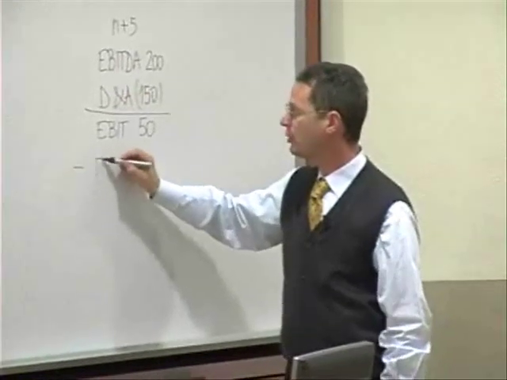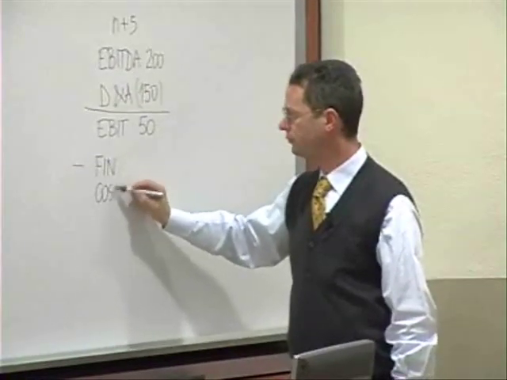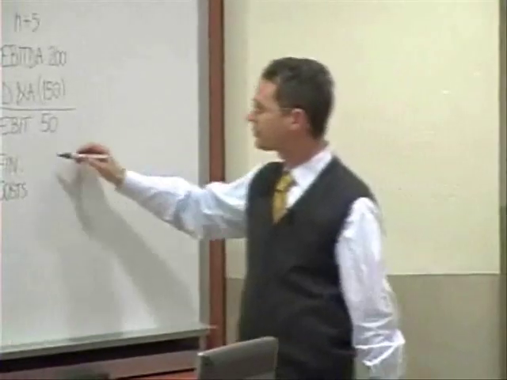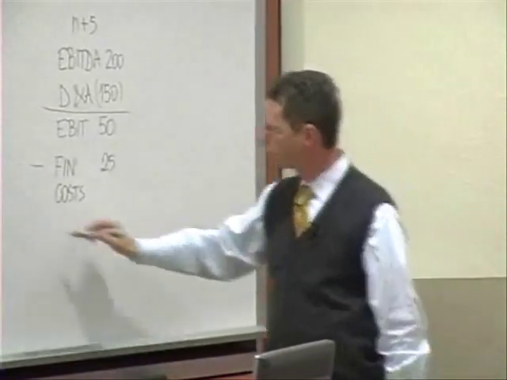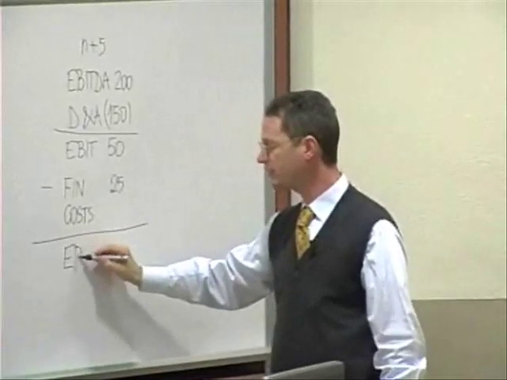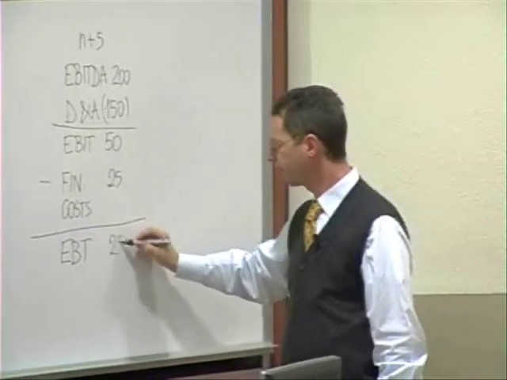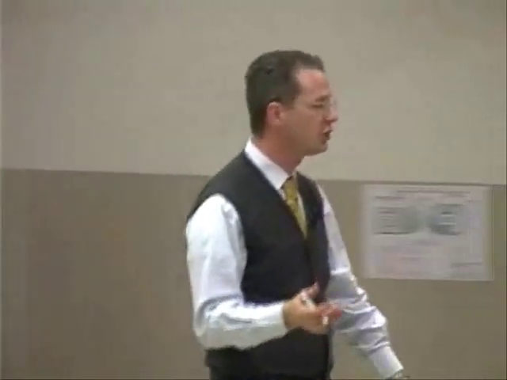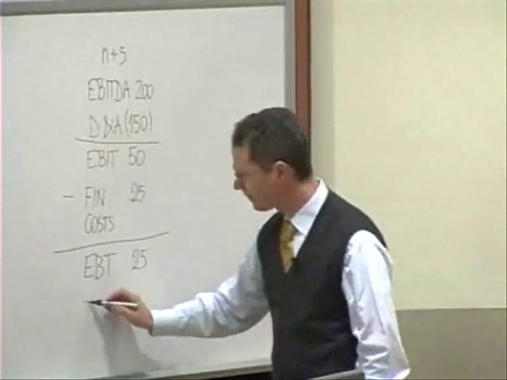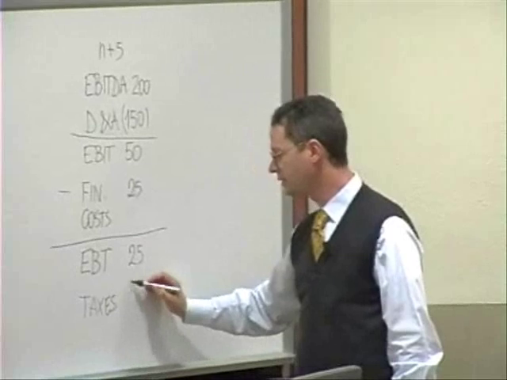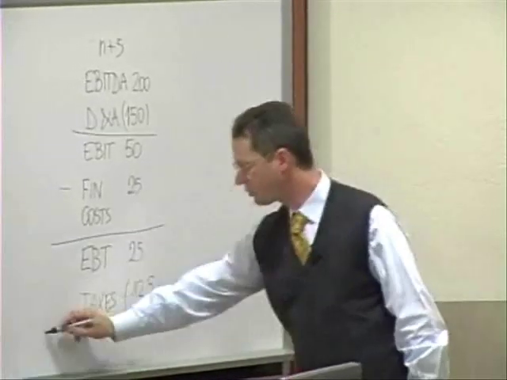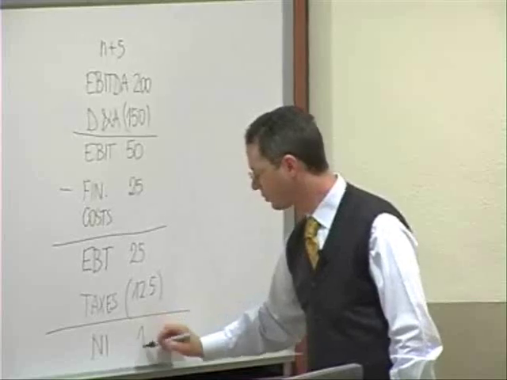We then have financial costs, let's say 25. We have earnings before taxes of 25. Suppose corporate taxation of 50%, so taxes of 12.5. And so we have net income of 12.5. Very simple. This is the profit and loss, the P&L.